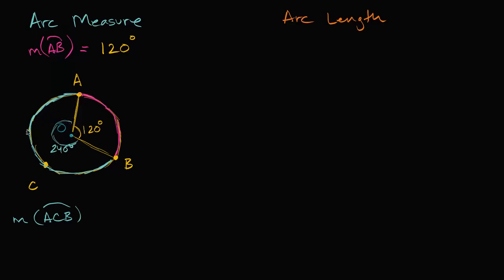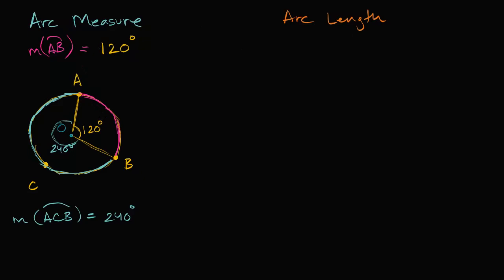So the measure of this arc, I have to be careful not to say length of that arc, is going to be the same as the measure of the central angle. It's going to be 240 degrees. Now, these arc measures are going to be the case regardless of the size of the circle, and that's where the difference starts to be from arc measure to arc length.